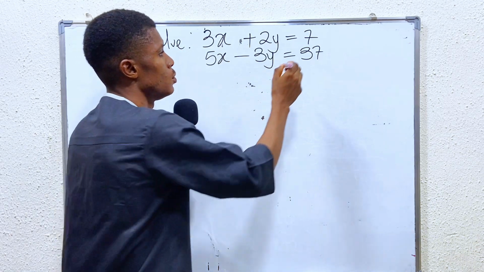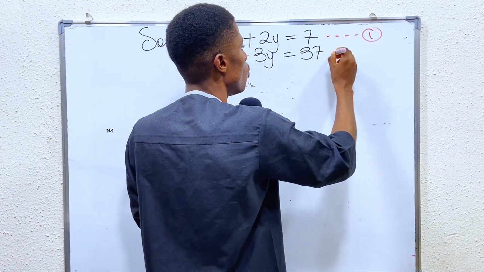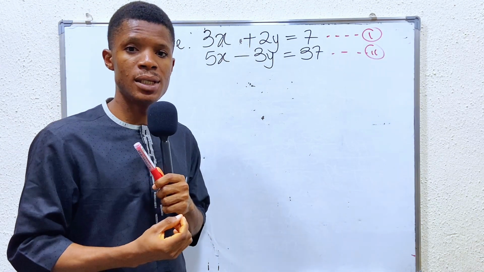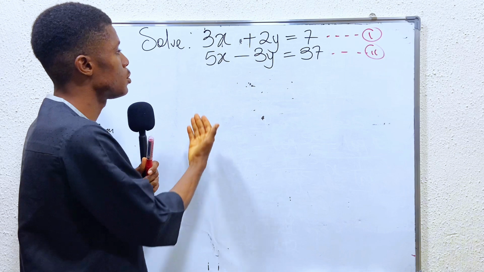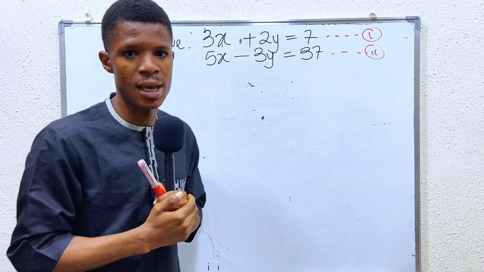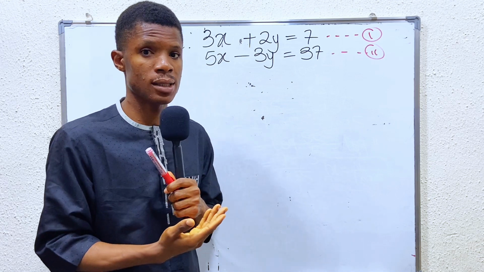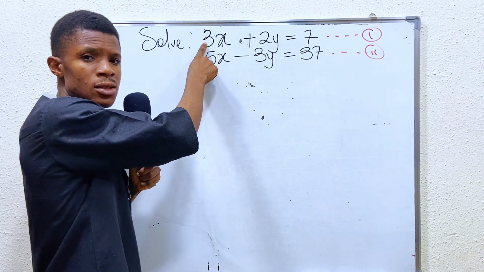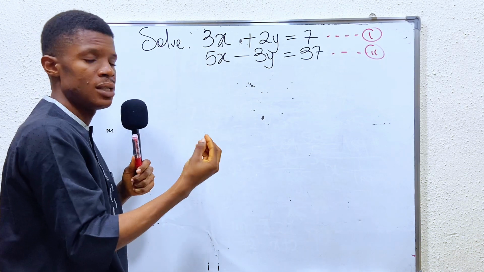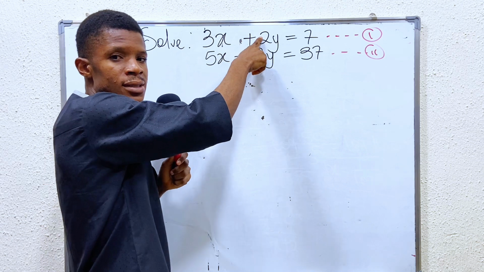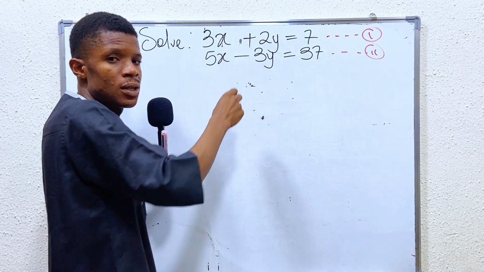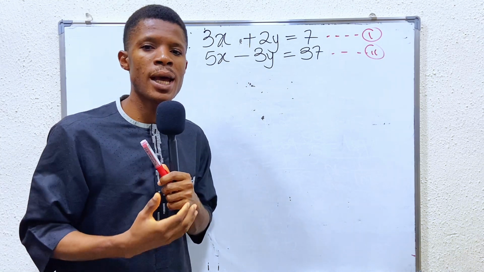So first, label the first equation, equation 1, and the second equation, equation 2. To solve by elimination, our goal is to make the coefficient of either x or y the same so that we either add or subtract. Here, the coefficient of x in the first equation is 3, and in the second equation it is 5. They are different. The coefficient of y in the first equation is 2, and in the second equation it is minus 3.